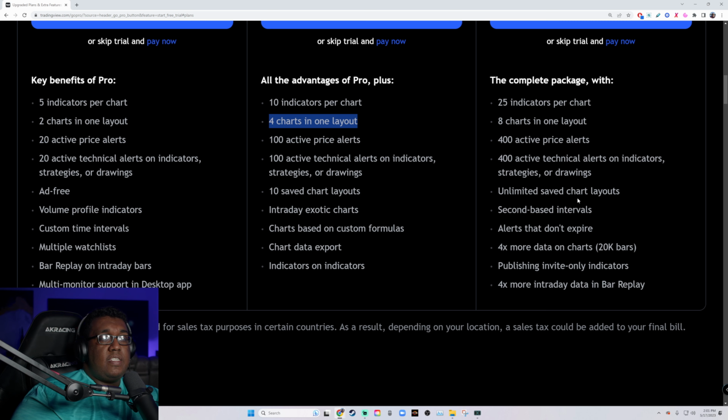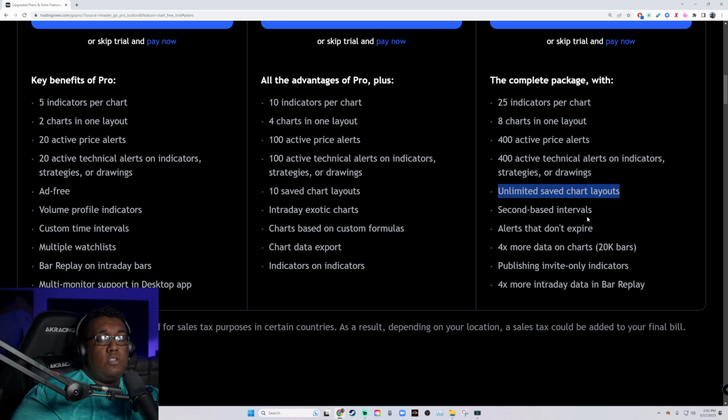Next, you have unlimited save chart layouts. Yeah, this is the key right here. You can save as many layouts as you guys want to. I have like 30 at this point, and they all have their different purposes. A lot of them are used for teaching you guys how to trade, but there are a few where I have my work layout, I have my crypto layouts, I have my stock layouts, I have my option layouts, and I have all these types of layouts that keep me organized.